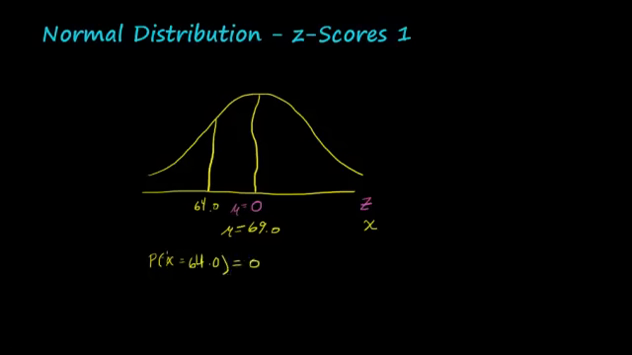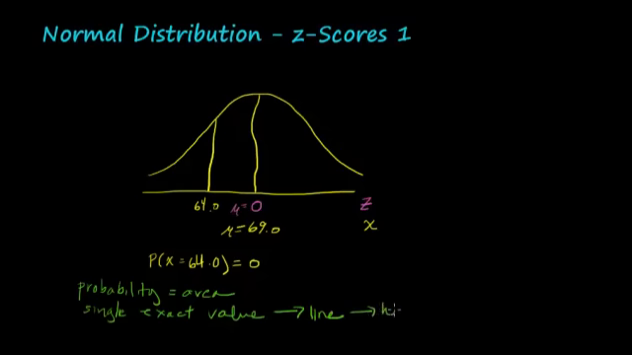Recall that probability is area, and when you have a single exact value, you do not have area, you have a line. A line is one-dimensional. It has no area. Okay? So let me say that here. Probability is equal to area, and a single exact value is represented by a line, which has no area because it's a one-dimensional figure, a line.